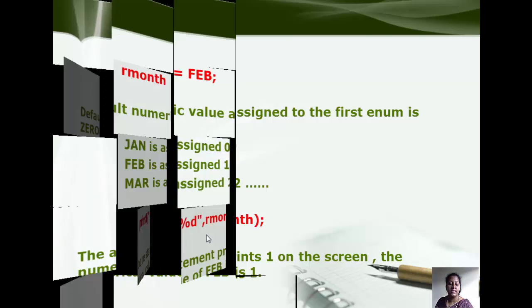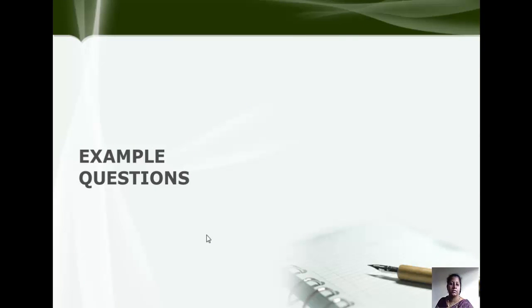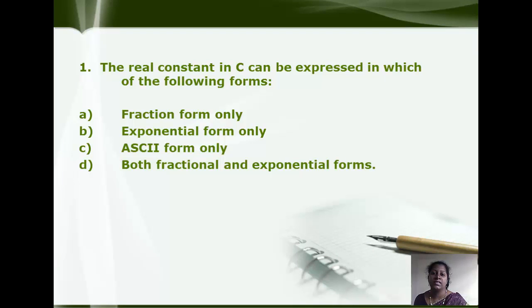So we shall now see some example questions. Real constant in C can be expressed in which of the following forms? Option A, fraction form. Option B, exponential form. Option C, ASCII form, and option D, both fractional and exponential form. And the answer is it can be expressed both in fractional and exponential form, so the answer is option D.